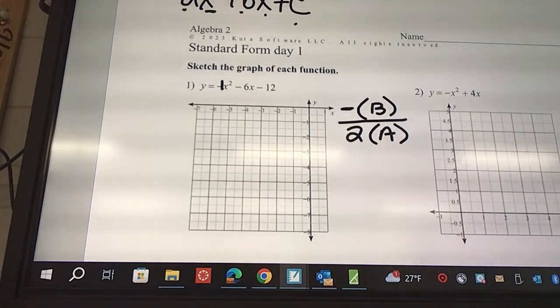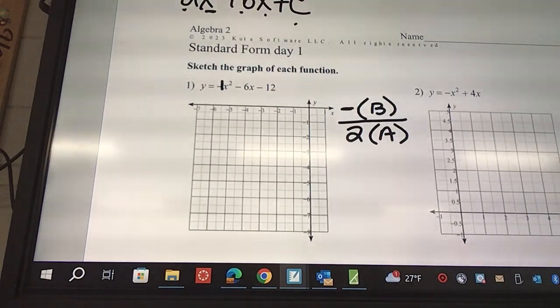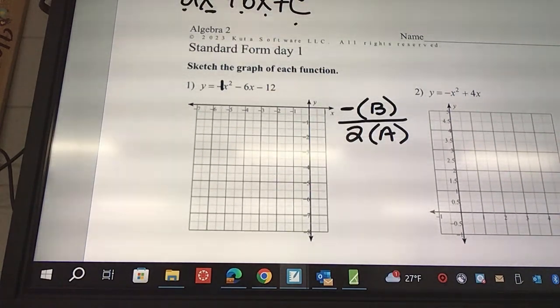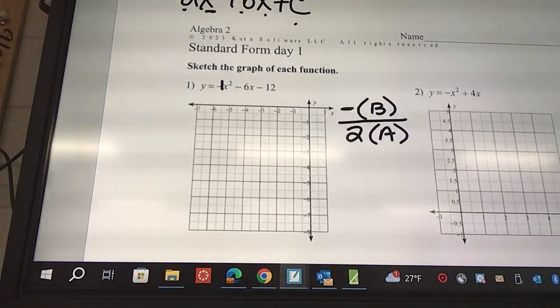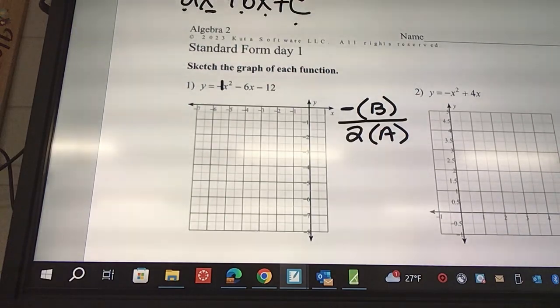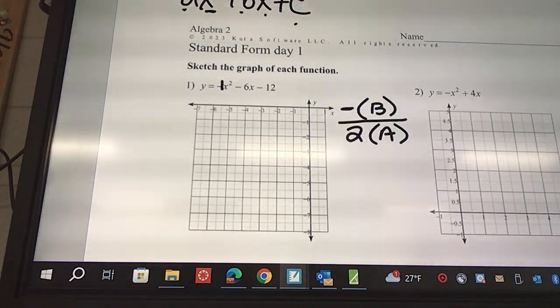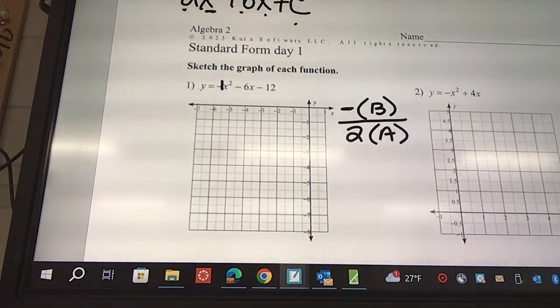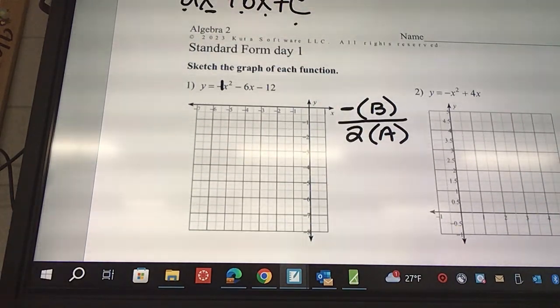Look at number 4. What is A? 1. What is B? 2. What is C? 3. Look at number 2. What is A? -1. What is B? 4. What is C? So if there's no C there, it's a 0. Okay? So if you got your A, B's, and C's, then everything else is easy peasy.